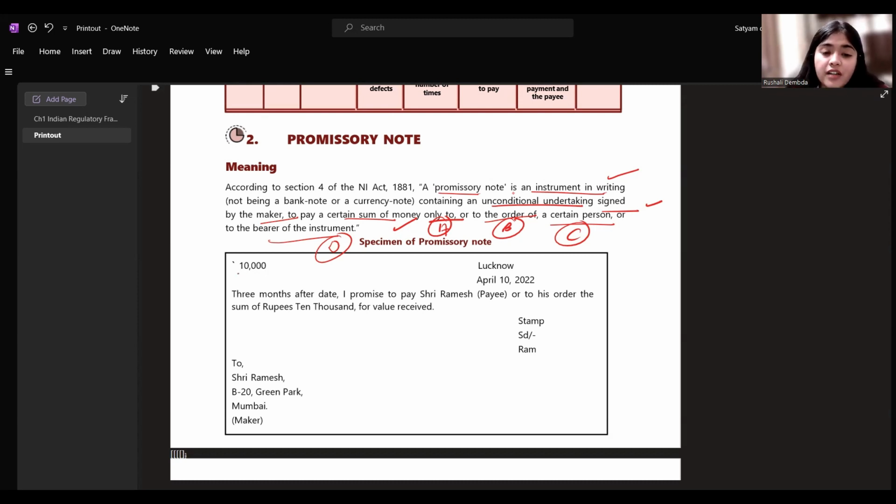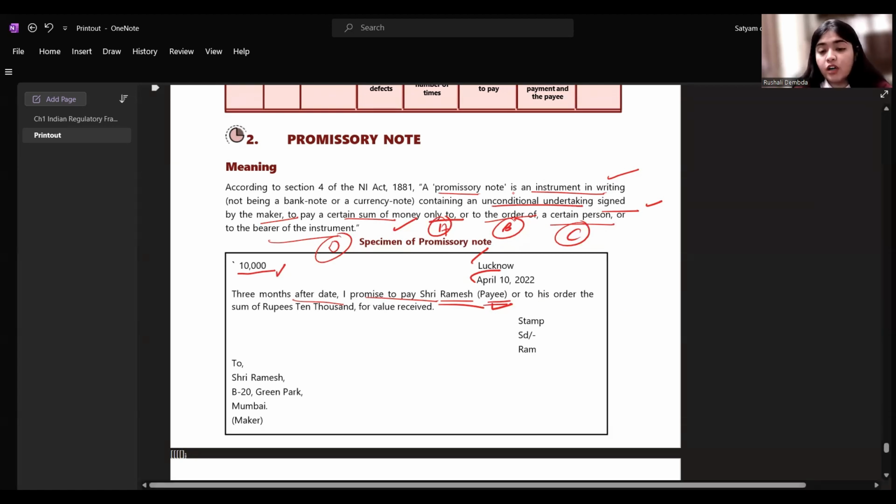So this is for 10,000 rupees. It is made in Lucknow and it was made on April 10, 2022. Three months after date, I promise to pay Sri Ramesh, the payee. Sri Ramesh is the one who is going to receive the money. This should be certain. 10,000 is again a certain amount. April 10, three months after date. Or to his order, or if he gives the order to pay it to someone else. If Ramesh gives the order to pay to Suresh, that is to order.